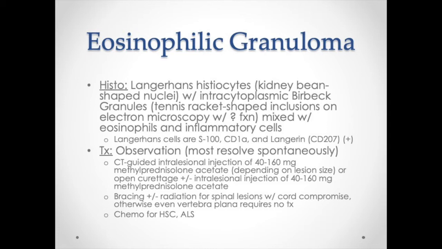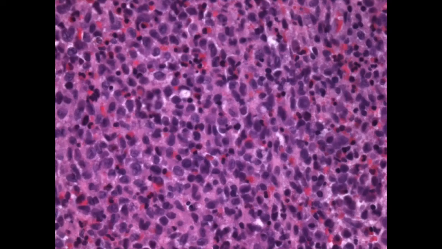Chemotherapy is needed, as we mentioned before, for Hand-Schüller-Christian and Letterer-Siwe disease because of the wide dissemination of it. Here is that histologic example where you see a lot of large cells with kidney bean-shaped nuclei. These are the Langerhans cell histiocytes. However, in the background, you see all these bilobed or trilobed red-colored cells. These are all the eosinophils that are scattered throughout this.